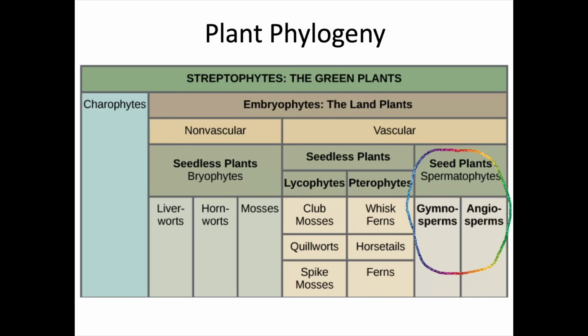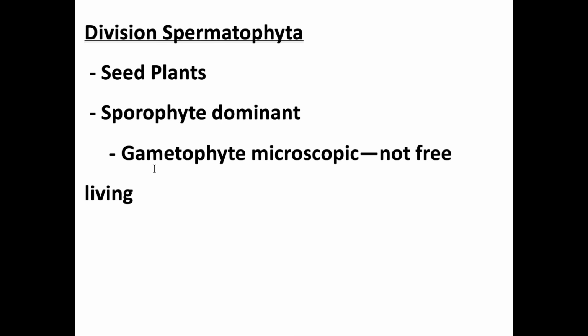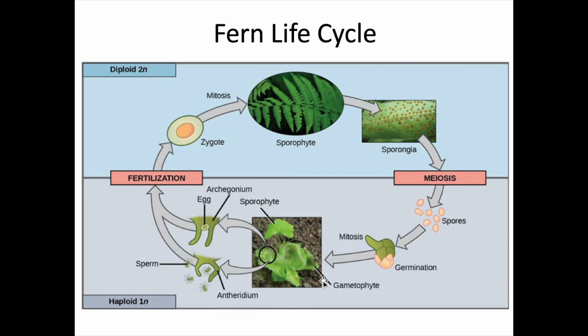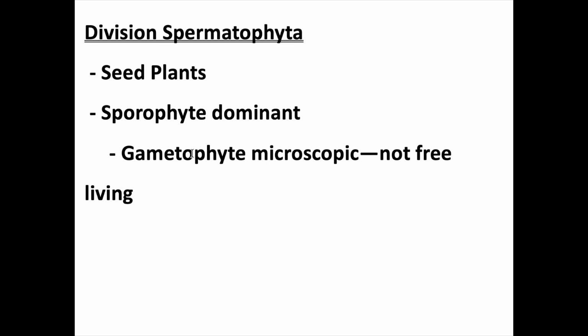So what can we say about seed plants in general? Well, in seed plants, the sporophyte is dominant. And unlike ferns, where the gametophyte was something you could see with the naked eye and existed and did photosynthesis, now that we're talking about seed plants, the gametophyte is microscopic. You cannot see it with the naked eye. It's not a free living structure. We'll see what these look like in just a second. But important to note, sporophyte dominant, gametophyte even less prominent.